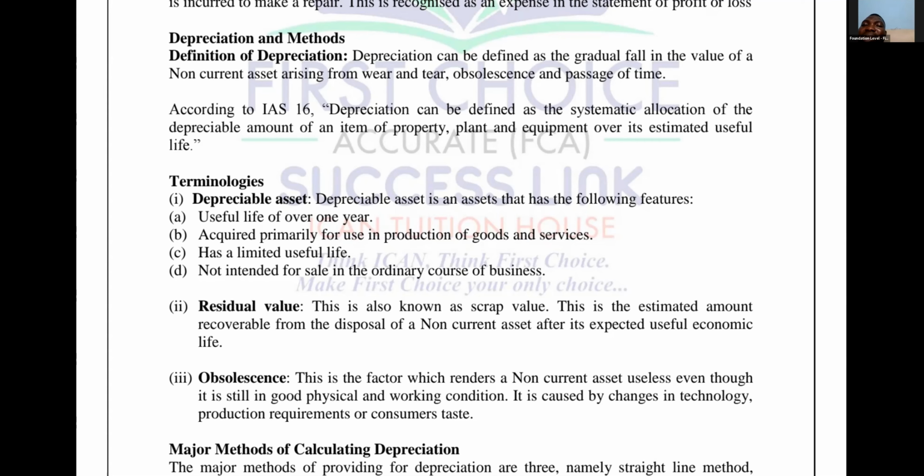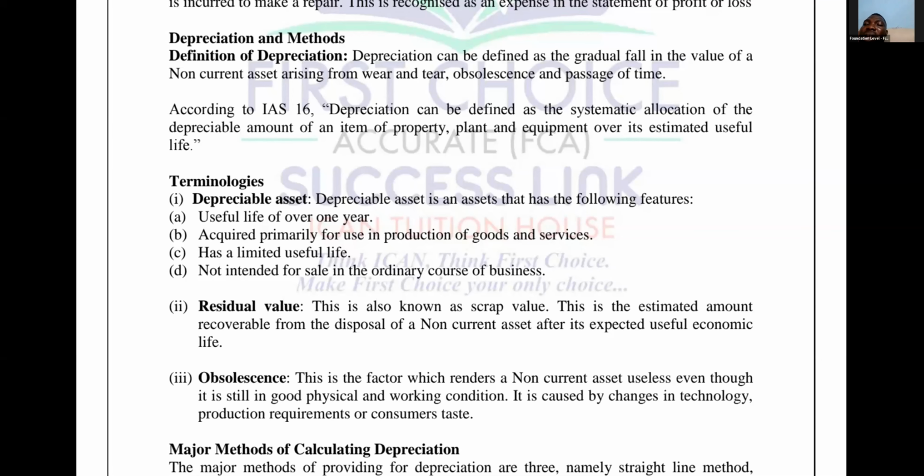Number three, it has a limited useful life. If it does not have a limited useful life, it cannot be depreciated. For example, land. Land is assumed not to have a limited useful life, as it exists for a long period of time. That is one of the reasons we don't depreciate land. We believe land appreciates over time. Number four, it is not intended for sale in the ordinary course of business. So any asset that falls under these features can be regarded as a depreciable asset.